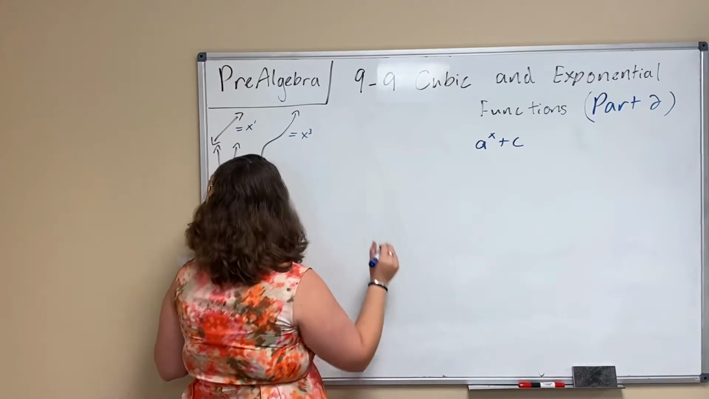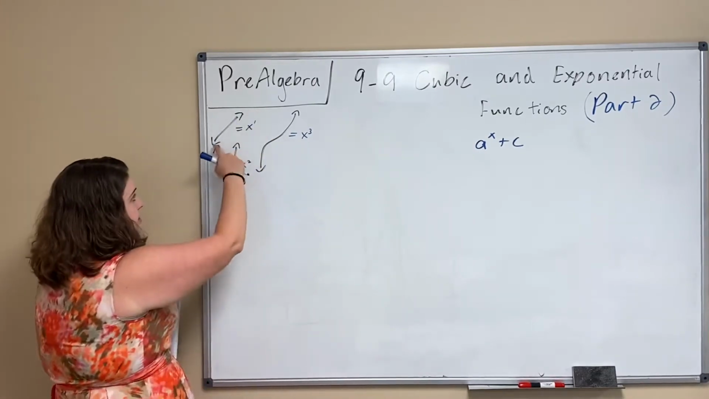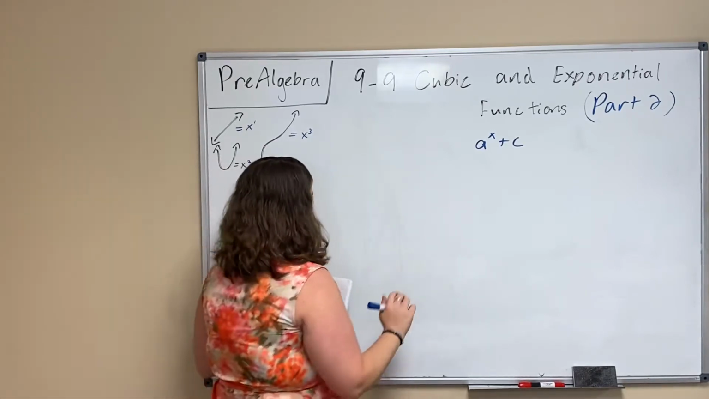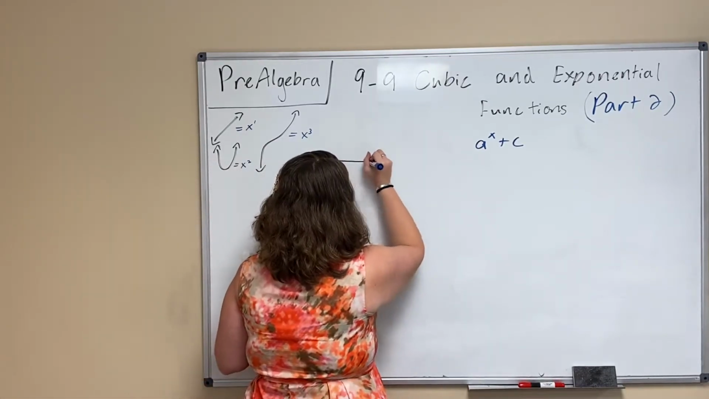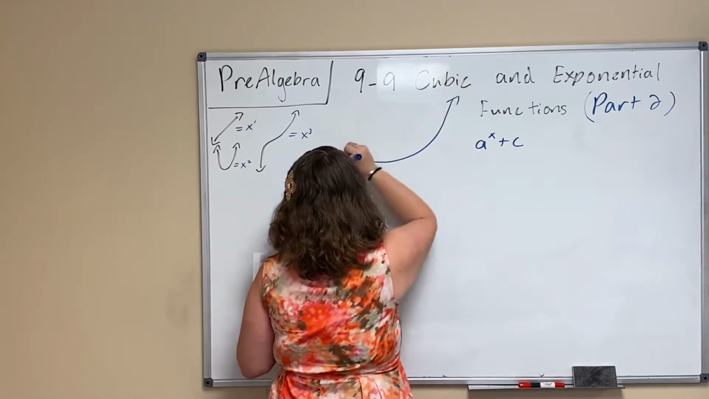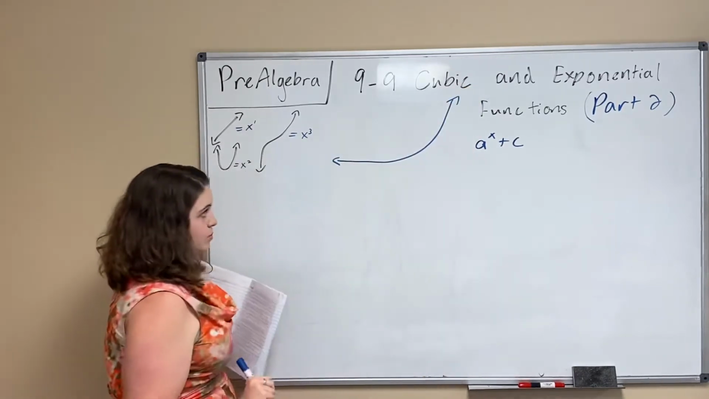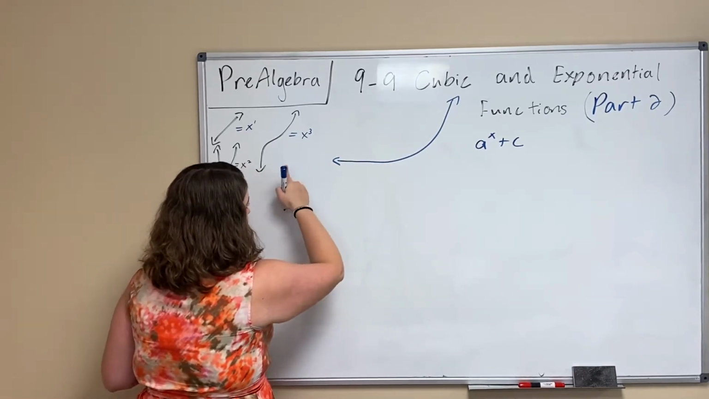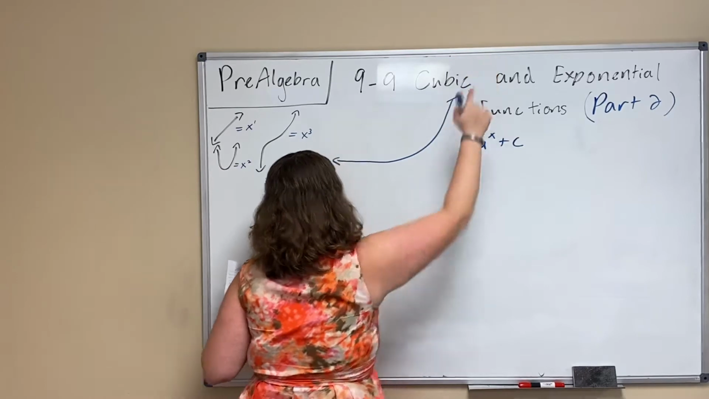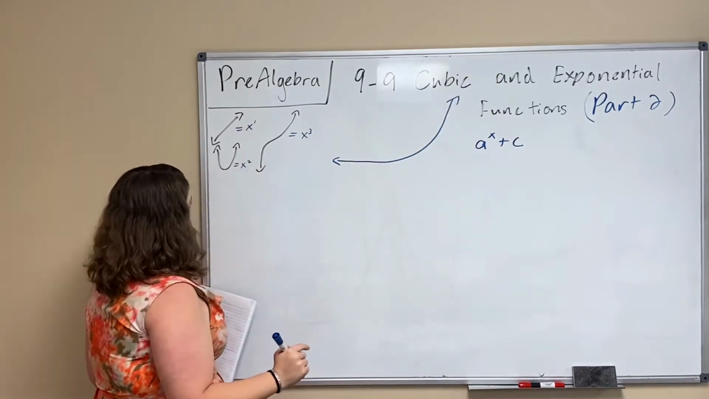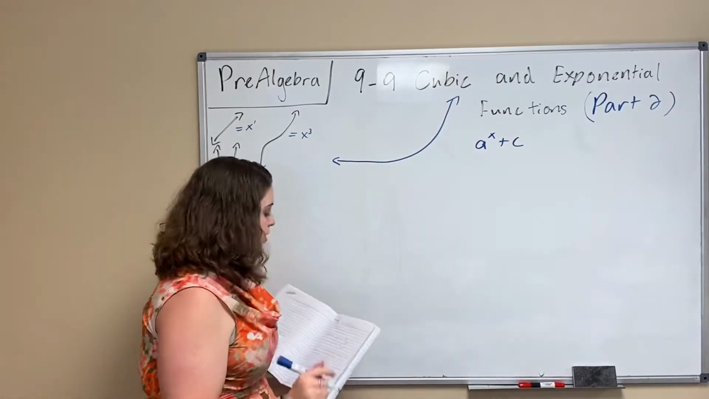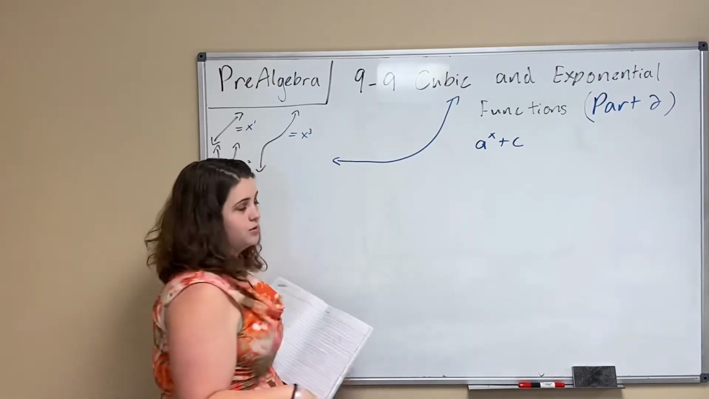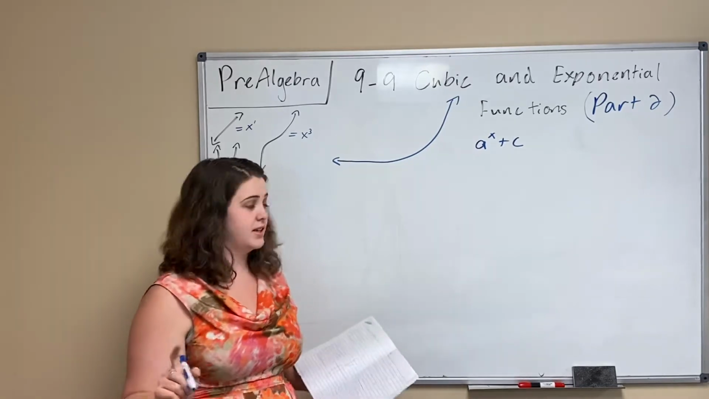And instead of being a line or a parabola or a cubic function like this, they are actually going to look like this. They're going to have a line that they're getting closer and closer to, and then they're going to curve up in the other direction. Okay, so just like yesterday, our main goal today is to figure out how to graph an exponential function, and we're going to do that with a table, just like yesterday.